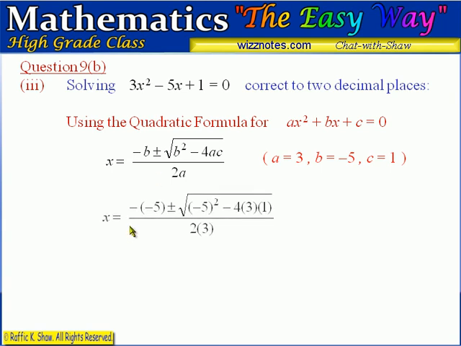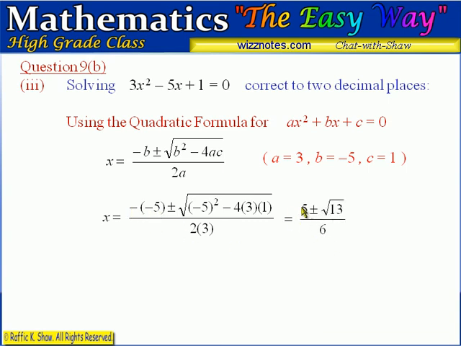And so we can substitute those values. It's minus b, b is negative 5, so it's minus negative 5, plus or minus the square root of b squared. Again, b is negative 5, so it's negative 5 squared, minus 4ac, that's 4 times a times c, so it's 4 times 3 times 1. And now we are dividing the entire numerator by 2a, so it's dividing by 2 times 3. And when we simplify this expression, we end up with this.